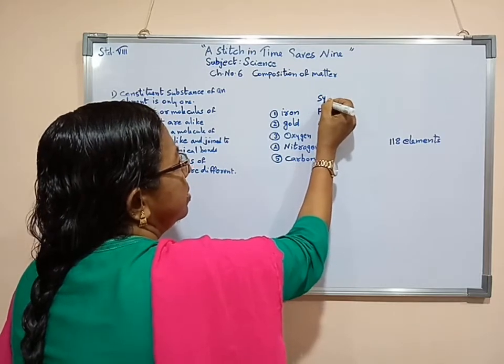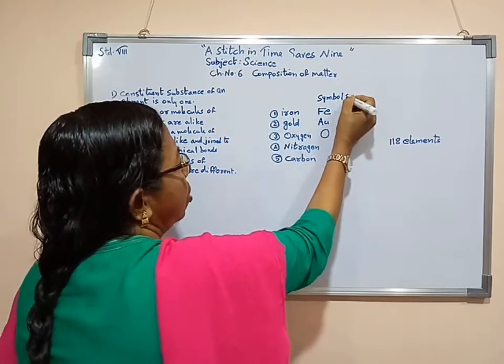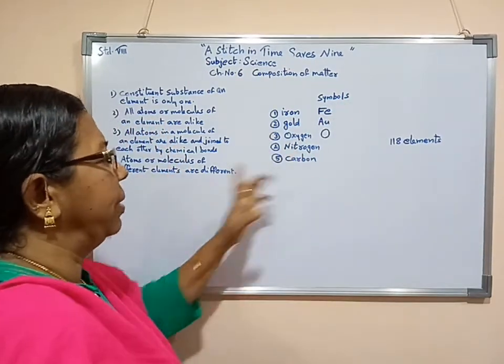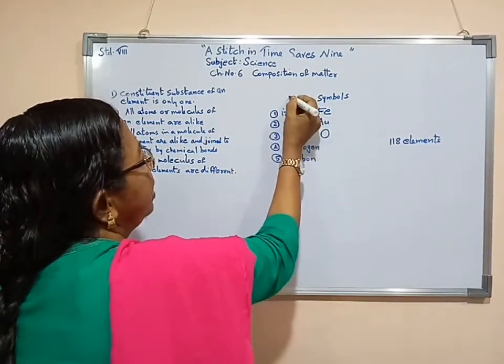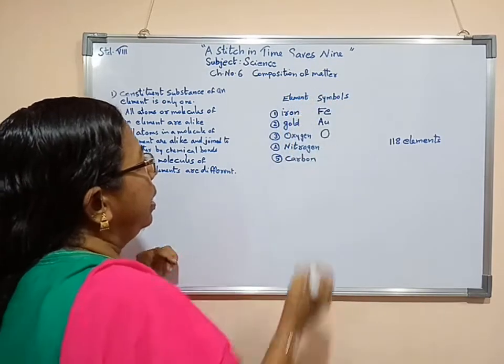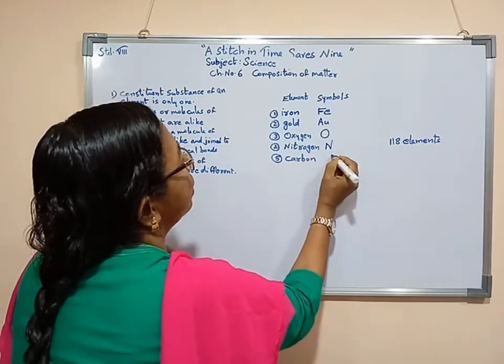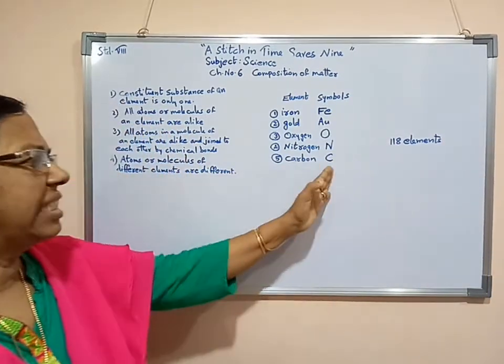Now I have written here only the symbols of each and every element. These are the names of the elements. Nitrogen, its symbol is N. Carbon, its symbol is C.